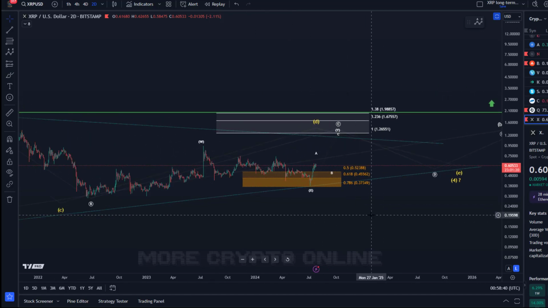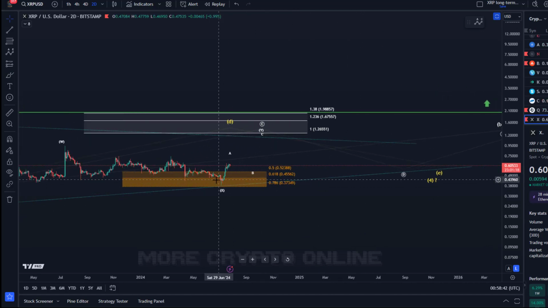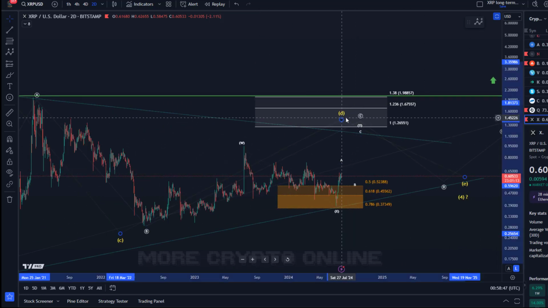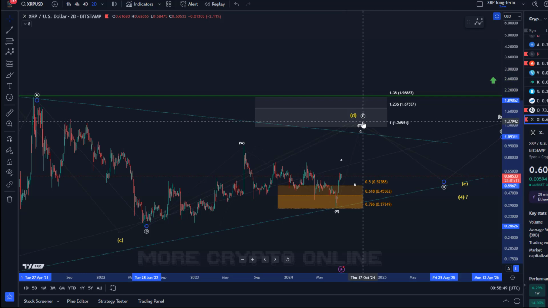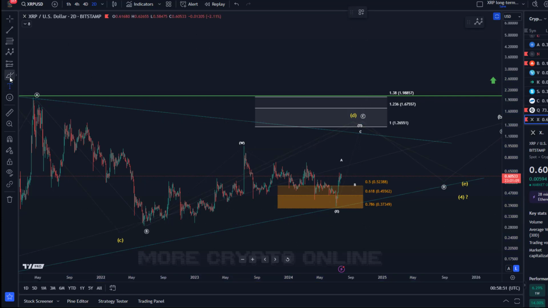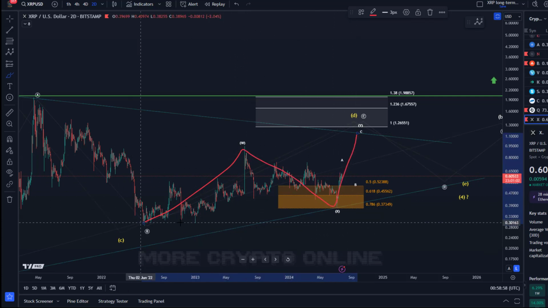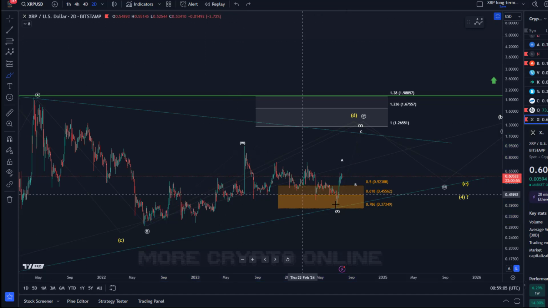Quickly, before we dive into the microstructure, it's important to realize that whether it's the yellow D wave or the white C wave, the microstructure is a WXY. That's at least what I go with right now. Yeah, it could be an ABC, but then it would also push us higher. But my view is that we are moving up here now in an ABC structure. So that's why I'm tracking ABCs.